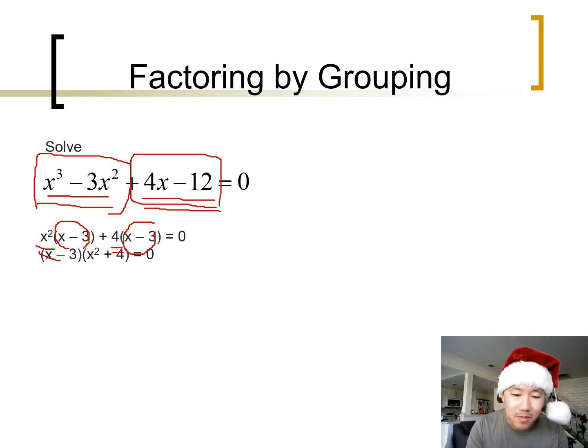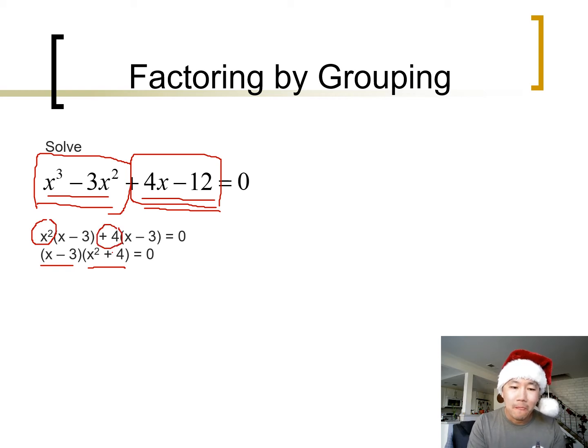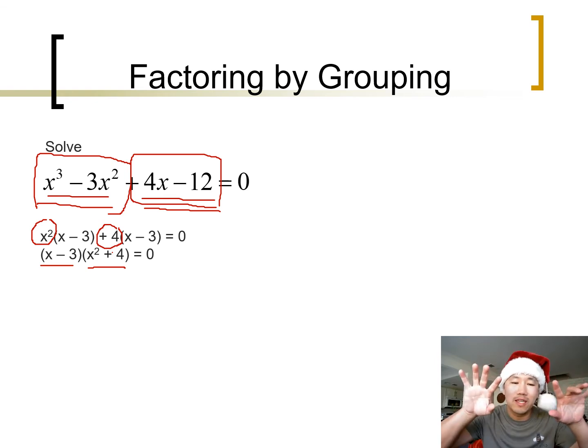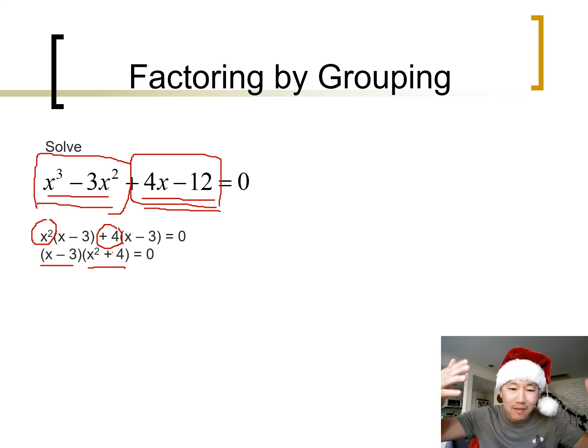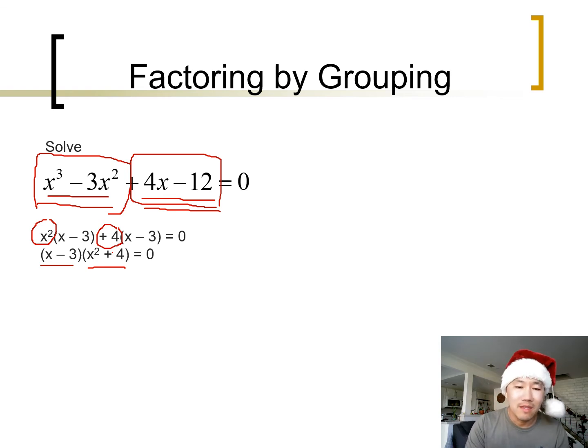Let me clean that up so it looks a little bit nicer. So you give the x minus 3 its own parentheses, and then the other set of parentheses you give the leftovers, basically the x squared plus 4. Okay, and so that's how you factor by grouping. Group the 2 together and then do it separately. It magically will share something, and then you just put the rest in parentheses.